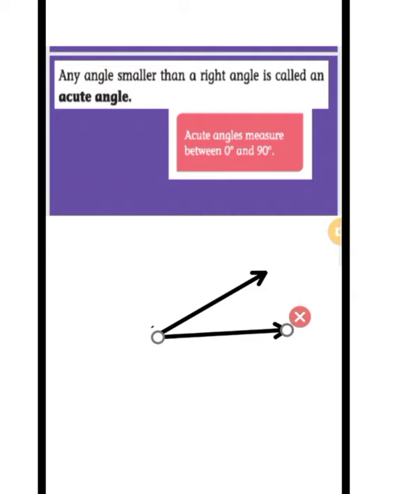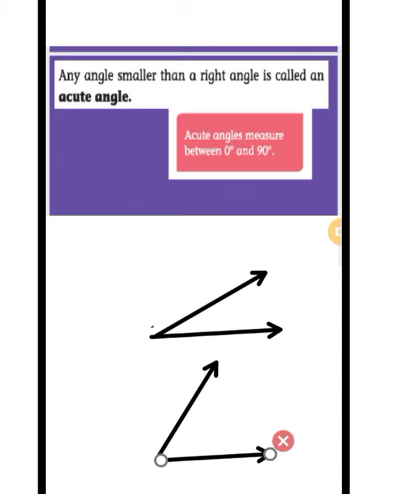So it is called an what? Acute angle. Okay, it is called an acute angle. Smaller than 90 degree. Any angle smaller than a right angle is called an acute angle. It measures between 0 degree and 90 degree. Okay? Yes.